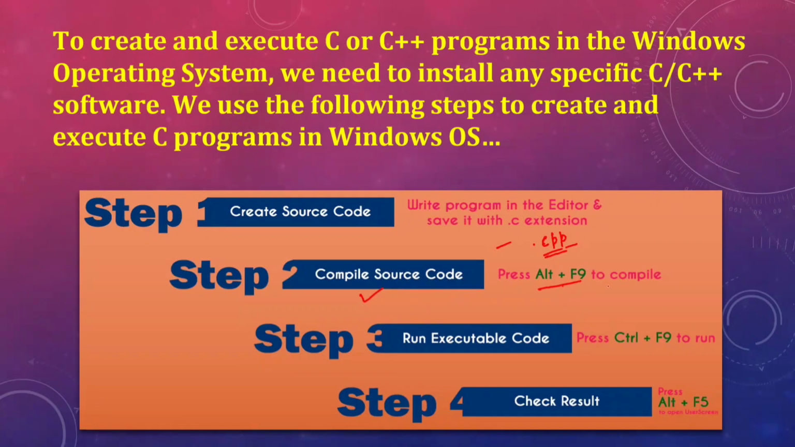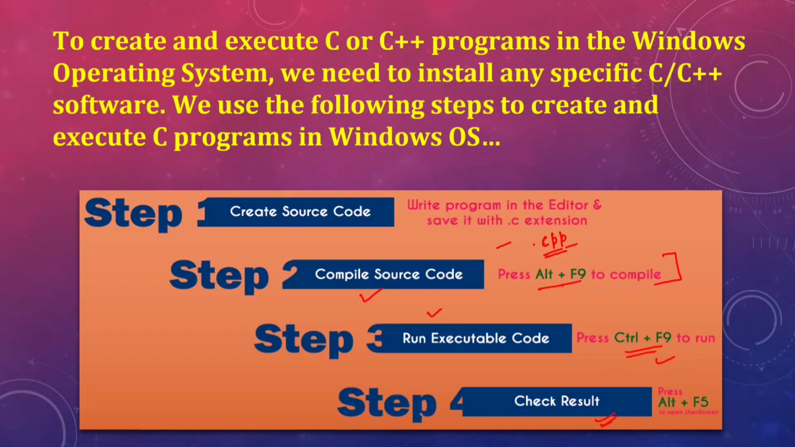After compilation, you can run your executable file. Your compiler converts your source code into an executable file. Then you can execute or run your executable file by using Control plus F9, which is the shortcut key to run your program. You can also run it by clicking the run button. After running your program, you get your desired result.